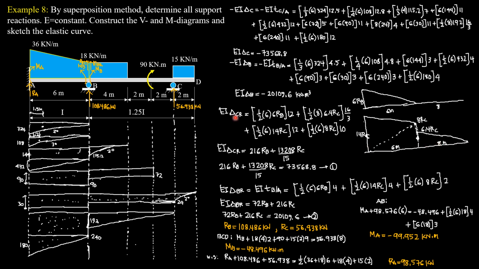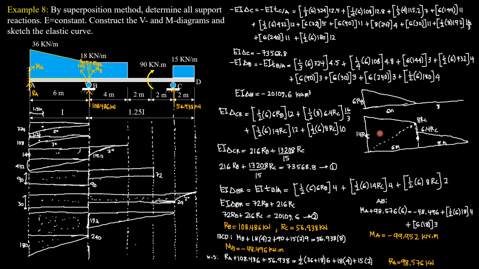So EI delta CR is simply the moments of areas between A and C with respect to C. So take note that C is here, 14 meters from A, from the left. So the moment of this area is 1 half of 6 times 6 RB. And since this is 1/3 of 6, 2, 14 minus 2 is 12. So that's why the moment arm is 12 for that area. Then plus the moment of this area, 1 half of 8 times 6.4 R sub C. 2/3 of 8 is 16 over 3.